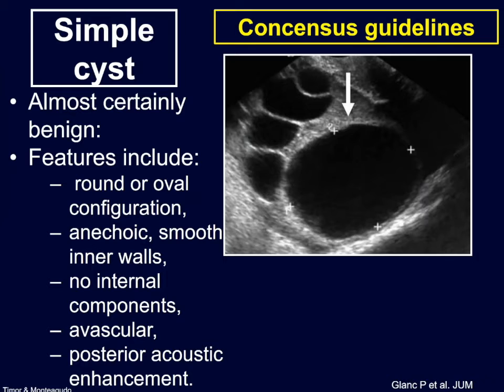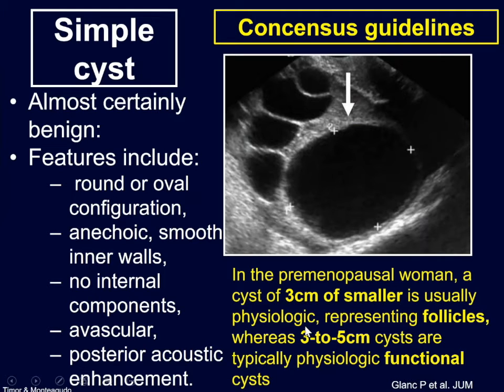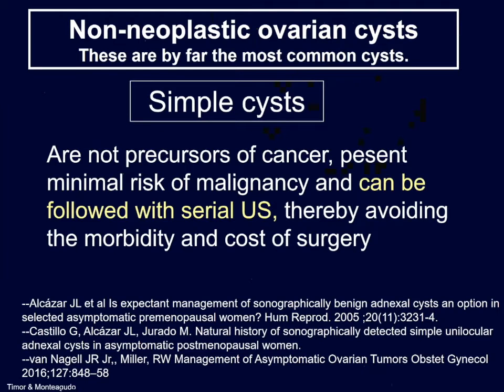Here is what the consensus guidelines say. Almost certainly benign: round oval configuration, anechoic, smooth, no internal components, avascular, posterior acoustic enhancement usually exists that I don't see on this picture, but usually you can see that. In the menopausal woman, a cyst of 3 centimeters or smaller is usually physiologic, representing follicles, whereas 3 to 5 centimeter cysts are typically physiologic, functional cysts. What about simple cysts? They are not precursors of cancer. They present minimal risk of malignancy and can be followed by serial ultrasound, thereby avoiding the morbidity and cost of surgery.